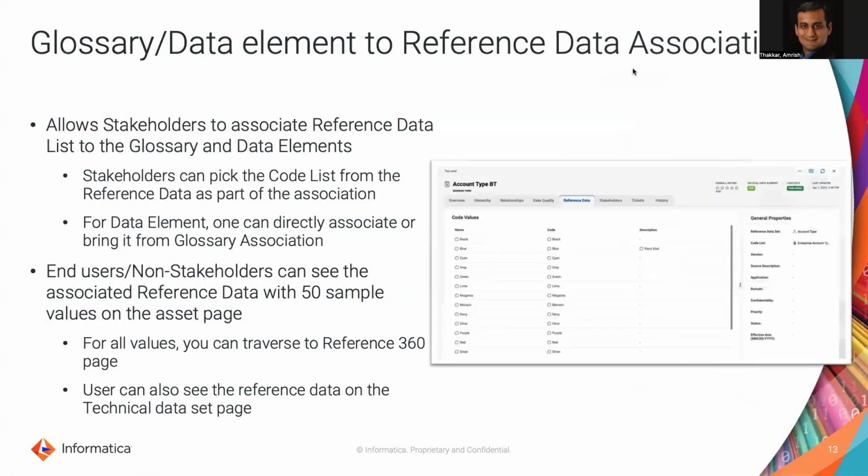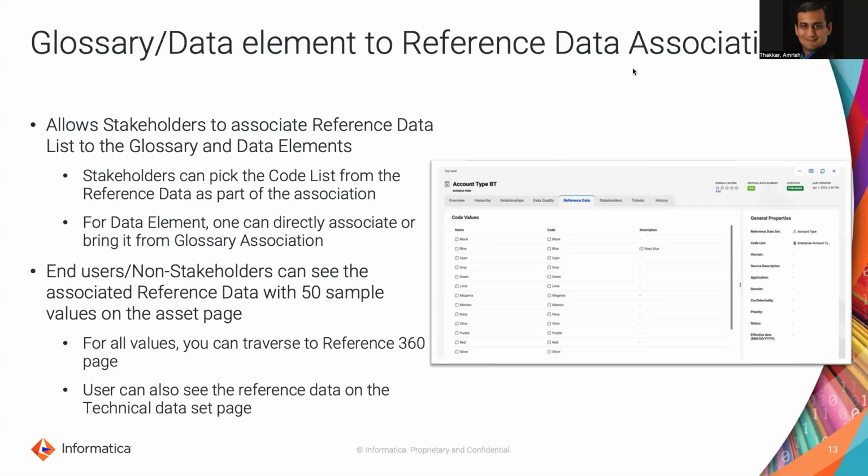Now, again, you can link this to a glossary or a data element. For a glossary, of course, you will have a reference data tab shown on a business term, as well as on the data element side of things, where you can see the code values, the name, the code description, and so on. We will also be showing information at the data set level, which is the technical data set. So if you have multiple data elements associated to a reference code list, you will be able to see all of them at the data set level as well.